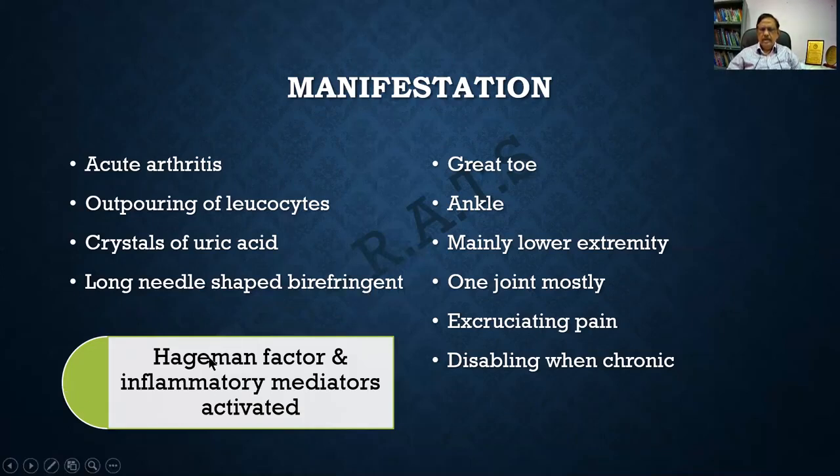And all the inflammation is because of the Hageman factor and the other inflammatory mediators which we had studied in the first chapters. The sites that can be affected are the great toe, the ankle, the lower extremity mainly. If it is chronic, you find that there can be a disabling renal disorder as well as a disabling arthropathy.